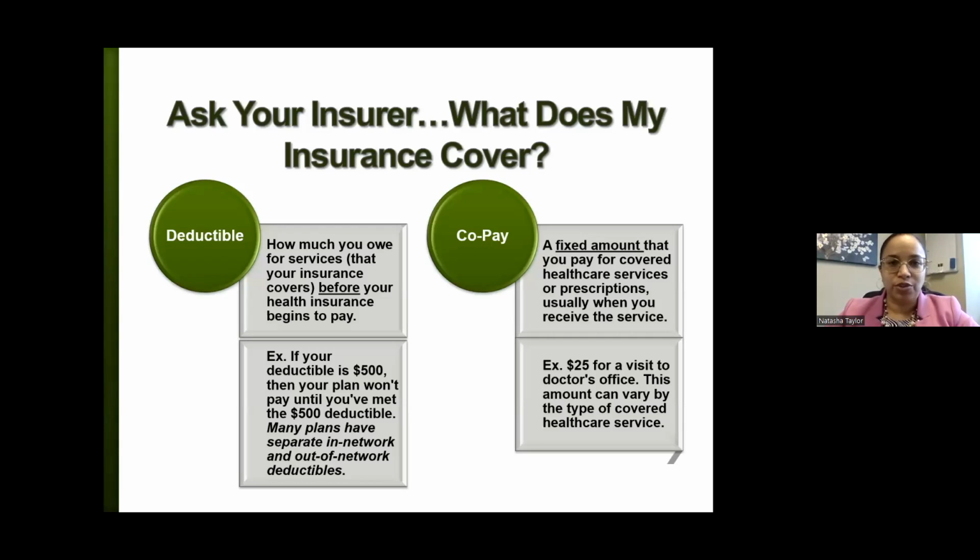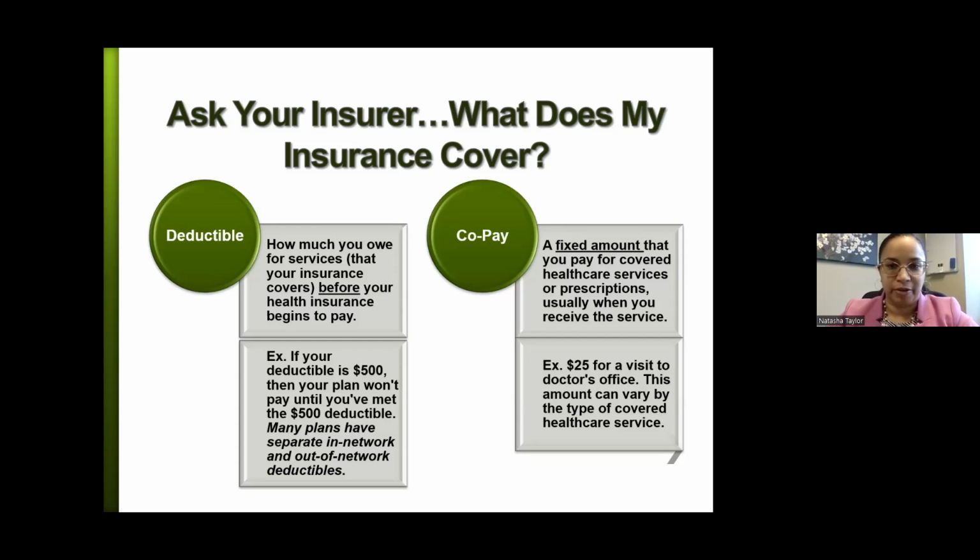You want to ask your insurer, what does my insurance cover? So you want to have a clear understanding of what your deductible is versus what your copay is. Your deductible is how much you owe for services that your insurance would typically cover before your health insurance begins to pay. For example, if your deductible is $500, then your plan won't pay for any services until you've met the $500 deductible. Many plans have separate in-network and out-of-network deductibles. So again, communicate with your insurer and find out what that in-network and out-of-network deductible is and how close you are to meeting that.